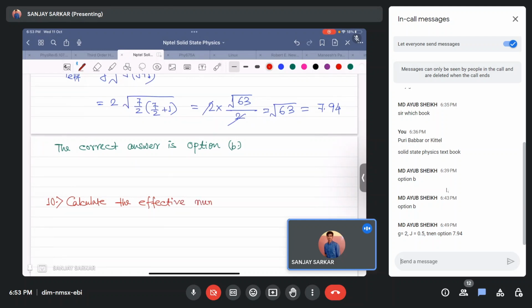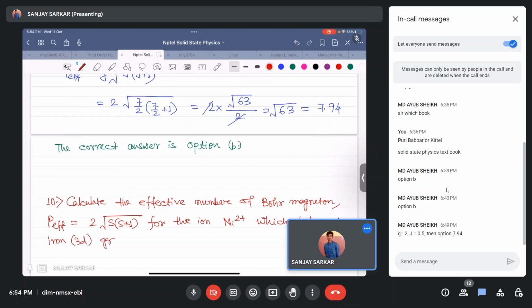Effective number of Bohr magneton, root over of S into S plus 1, for the ion Ni2 plus, which belongs to the iron groups. That is 3D groups. Three D group ions.